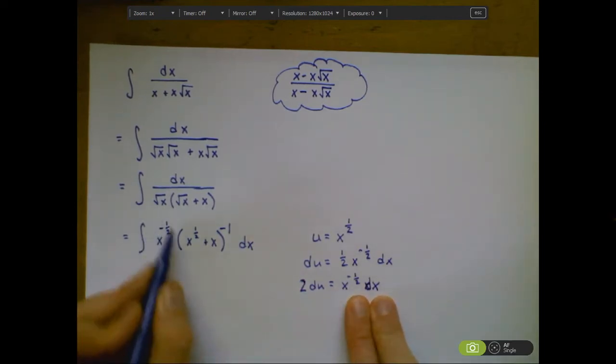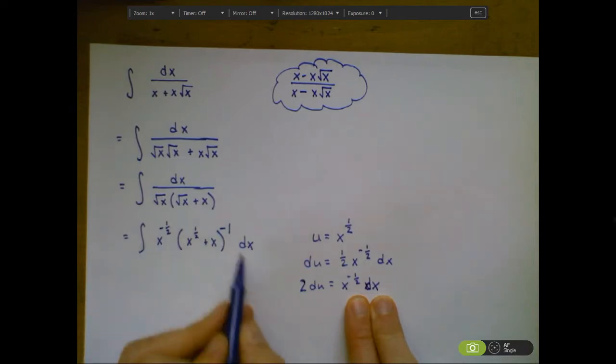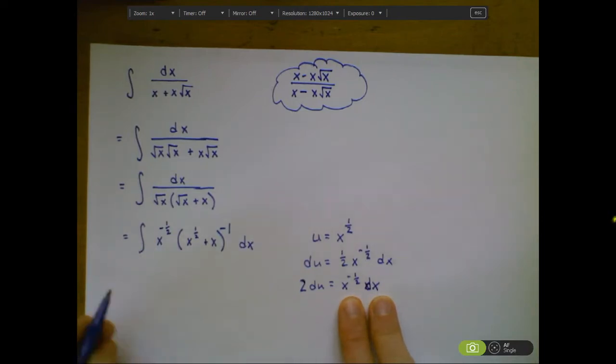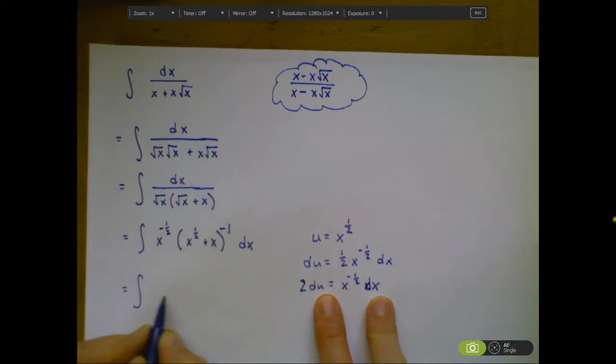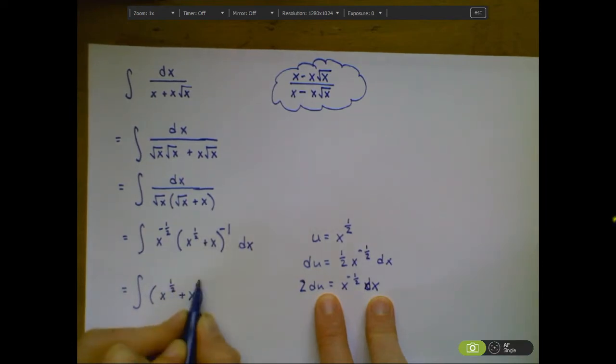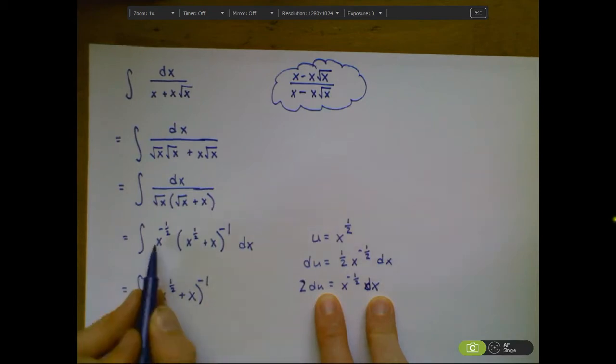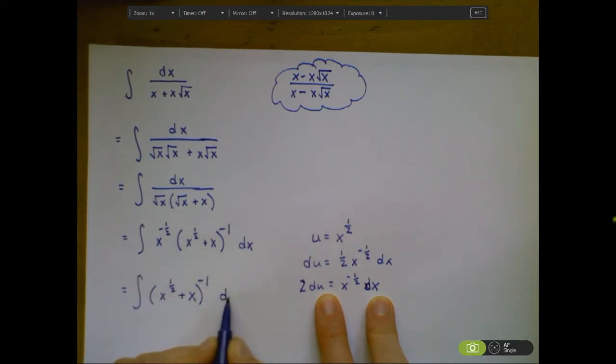So I have the x to the negative 1/2, and I have the dx. I'm going to go ahead and start plugging in my u values. So this is equal to the integral of, I'm going to leave it messy. Some of the pieces are going to have u's and some of the pieces are not. The dx and the x to the negative 1/2 becomes my du.